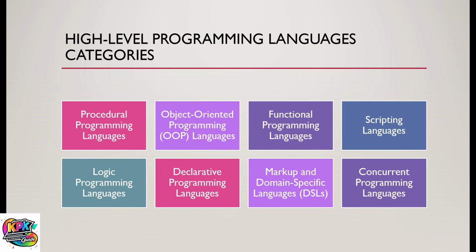Okay, so next, let's look at high-level programming language categories. The high-level programming languages can be categorized into procedural programming languages, object-oriented programming languages, functional languages, scripting languages, logic languages, declarative programming languages, markup and domain-specific languages, and concurrent programming languages.